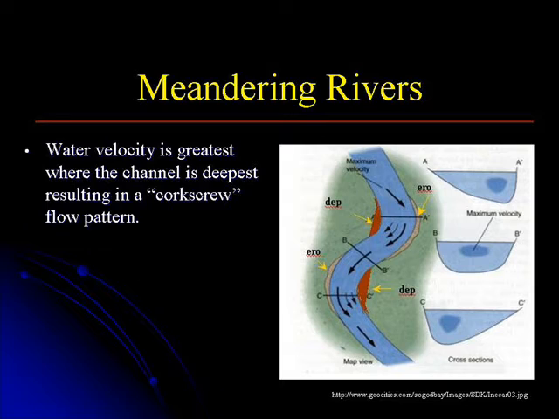That causes all sorts of problems with turbulence and eddies. Okay, so as you see a river flowing around like this, you find that it's always going to be slowest around here and fastest along this side.